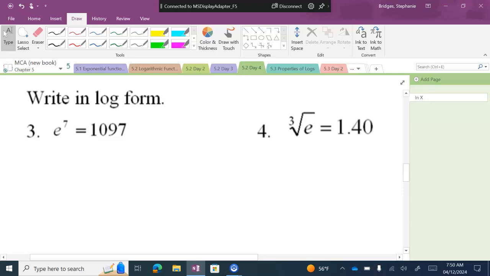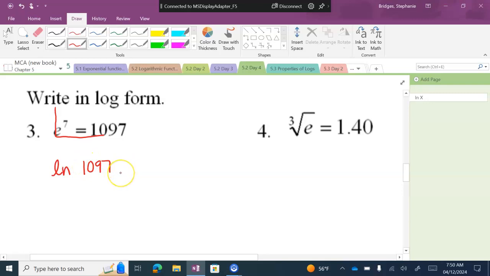On number 3, what is my base? What has an exponent on it? E. Okay, so we're going to do just like we did with regular logs. We're going to start above that base, and we're going to go the natural log base E of 1097. So I'm going to write ln. Let me write my cursive. ln. I don't have to write the base.